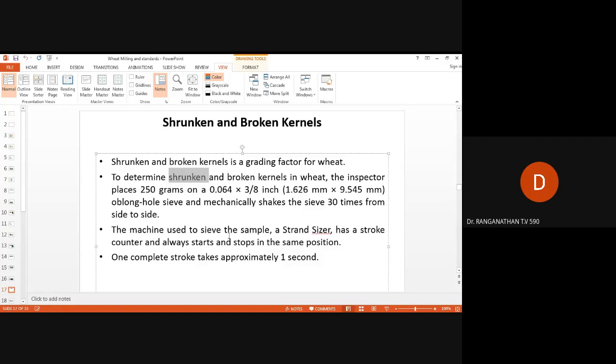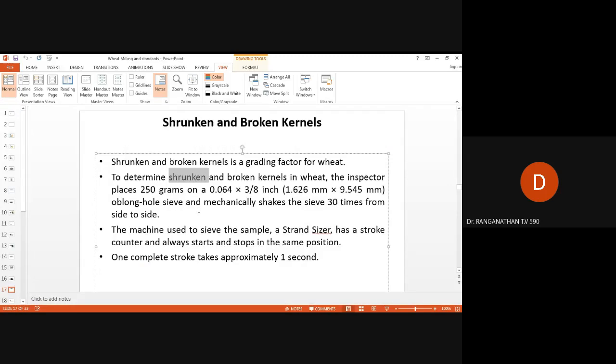So the machine used to sieve the samples, how is it done? By sieving. It shakes the sieve 30 times from side to side, the same thing our grandmothers and mothers used to do. It's basically sieving of a particular size, so that whatever the shrunken and the broken kernels are there get separated. So how do I do it? I take a known weight of the sample, for example, 100 grams or 1 kg.